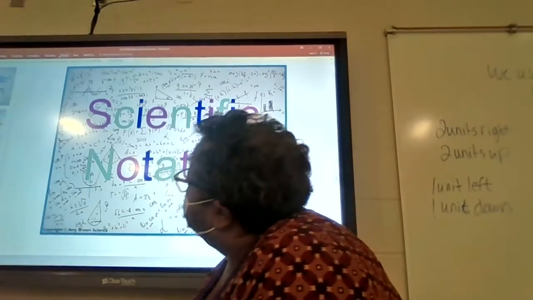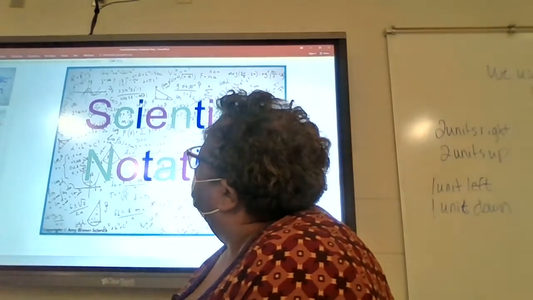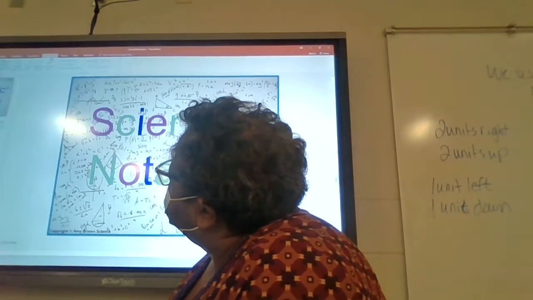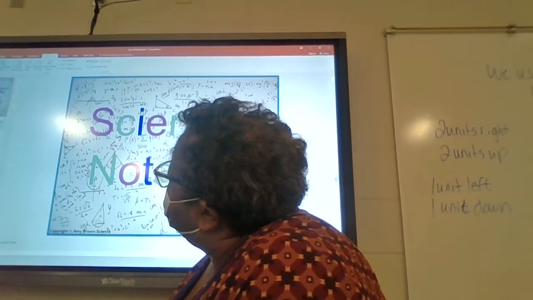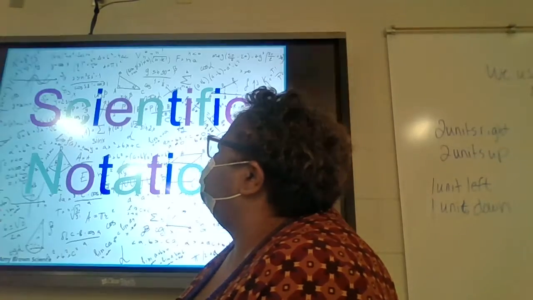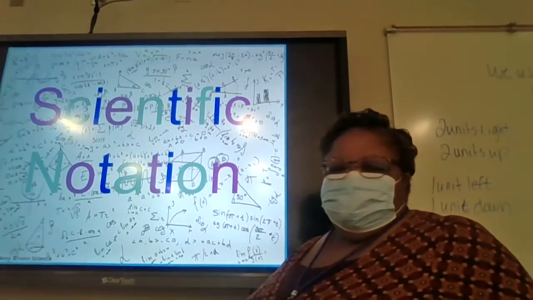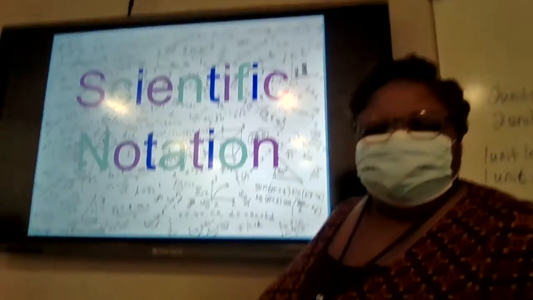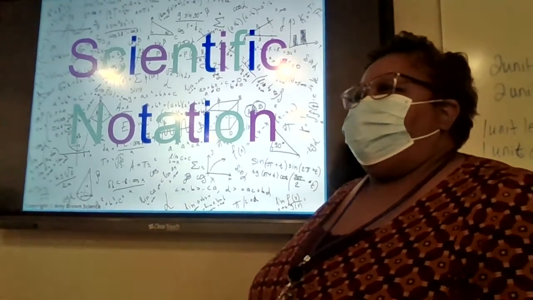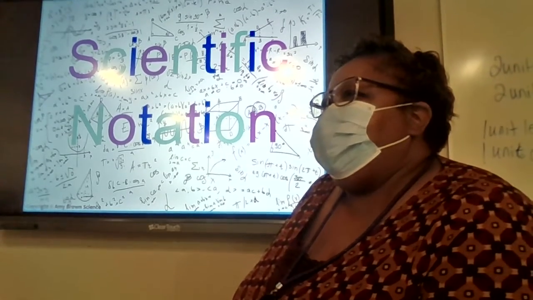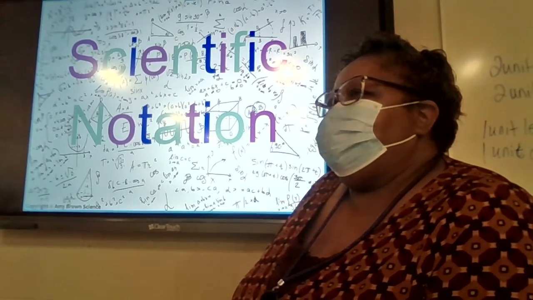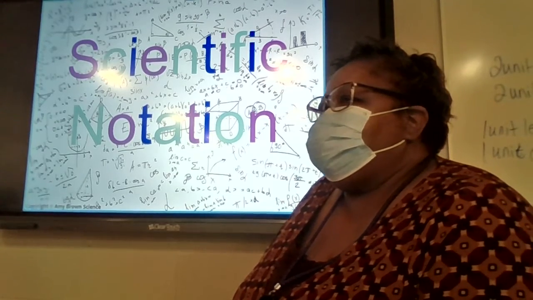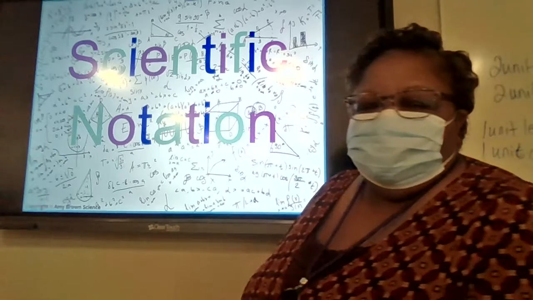Okay, class, today we're going to talk about scientific notation. Let me go from the beginning. Okay. Scientific notation is pretty much a way to write very, very large numbers. Our learning target today and probably tomorrow: I can estimate and compare very large or small numbers in scientific notation.